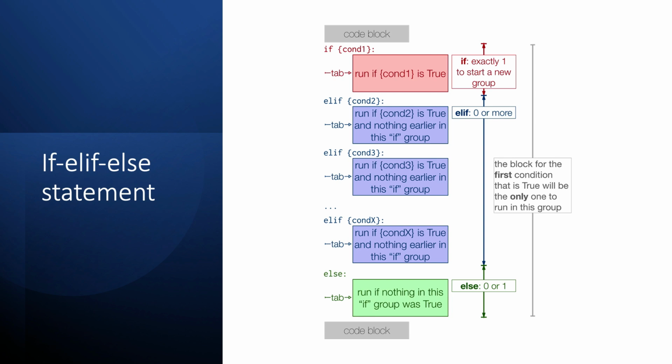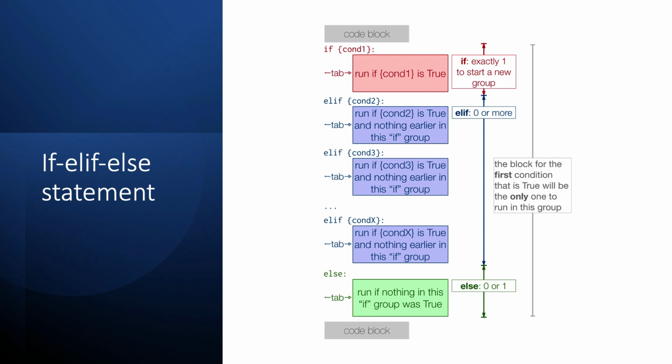But if cond1 is false, then the program moves to the elif keyword, which is short for else if, to evaluate the next condition, which is cond2. Now if cond2 is true, then the corresponding code block runs, and if it's false, the program checks the next elif condition, which is cond3. Now this process continues for as many elif conditions as needed, and if none of the if or elif conditions are true, then the program executes the code block under the else statement.